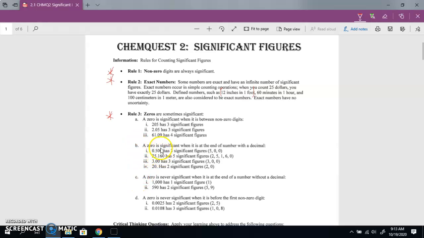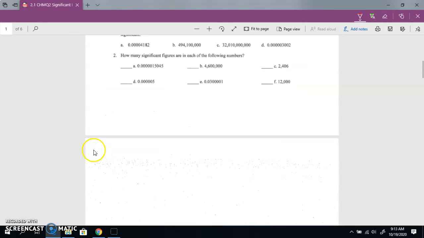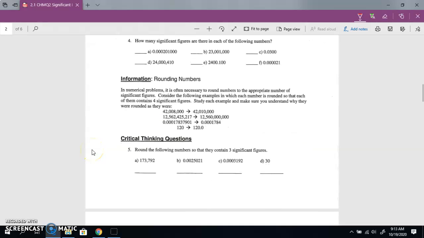If the number has a decimal point, like this one right here, then those ending zeros are significant because the number has a decimal. But if there's no decimal, those ending zeros are not significant. Okay, so again, if it's an ending zero, stop and look for that decimal point. Okay, you've already completed questions 1 through 4.